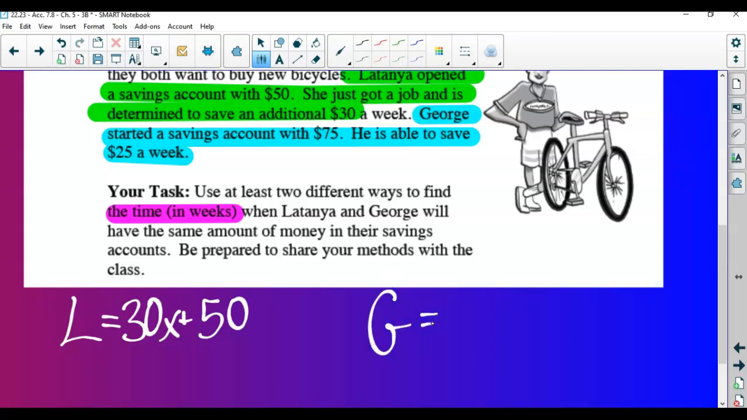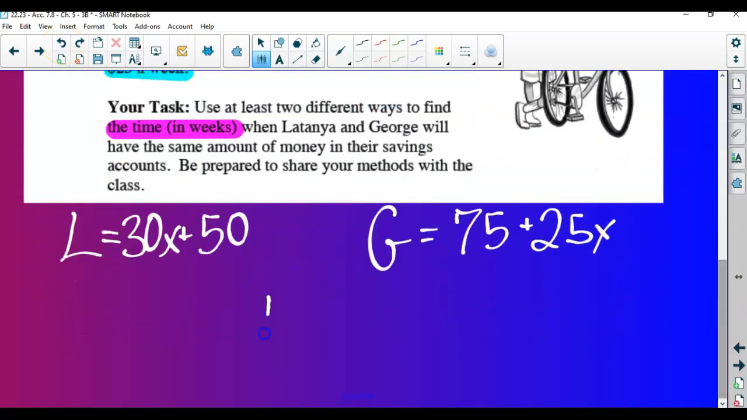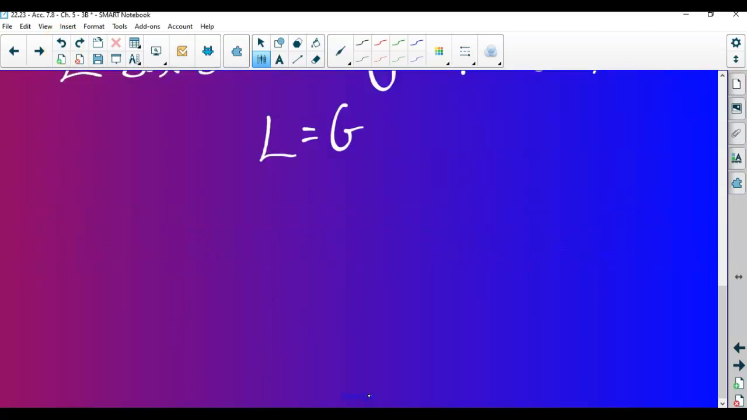So then for George, it would basically be 75, because that's how much you're starting with, plus 25x. Same thing as saying 25x plus 75. He's just starting with where we started instead of writing it the other way. So then to figure out when they're going to have equal amounts, set L equal to G. This is the step that sometimes confuses people, but when will L equal G? Well, just fill in what your L is. Plus what, 50?